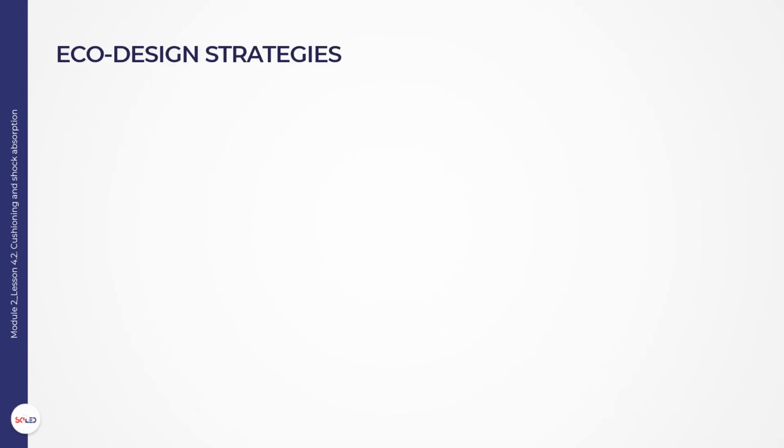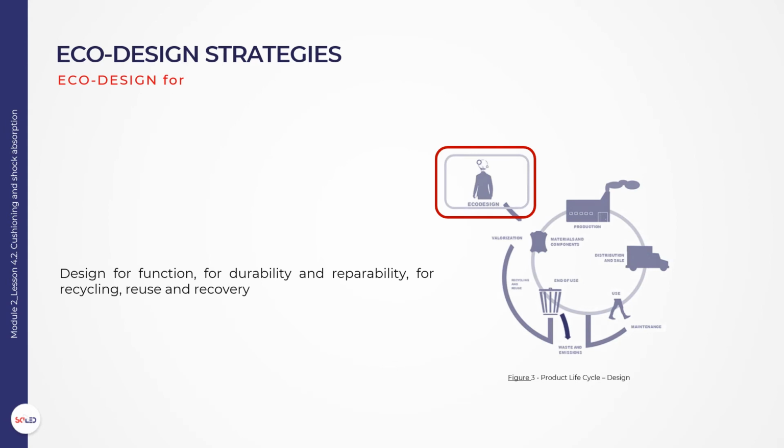Eco-design strategies. There are multiple eco-design strategies including 1. Design for function addressing product functional optimization, multiple functions or modularity. 2. Design for durability and reparability targeting product longevity, reparability and maintenance or environmental improvements due to new technologies. 3. Design for recycling, reuse and recovery, namely, considering easy disassembly and subassemblies, reduce the material and product complexity, or increase the amount of recycled and recyclable materials.